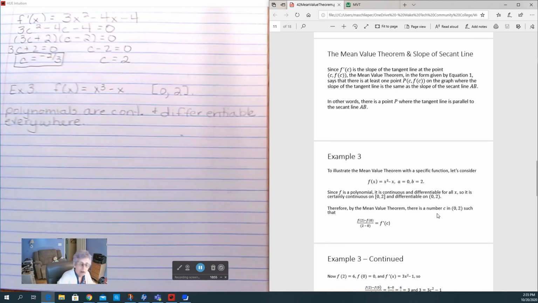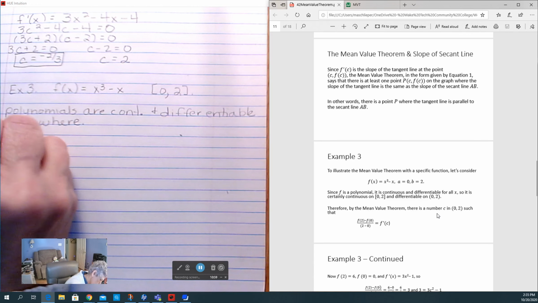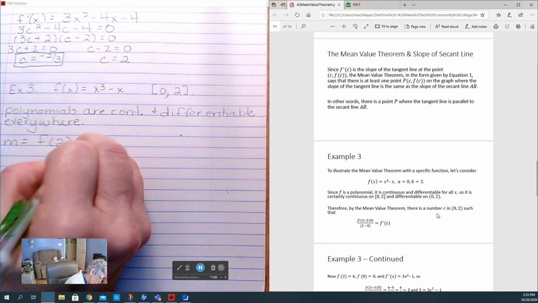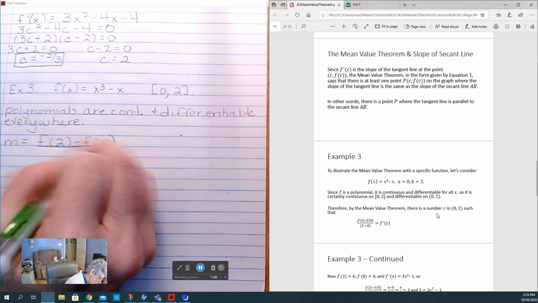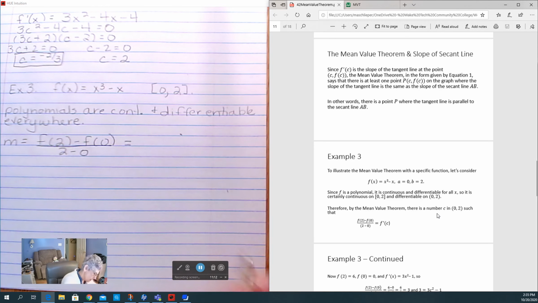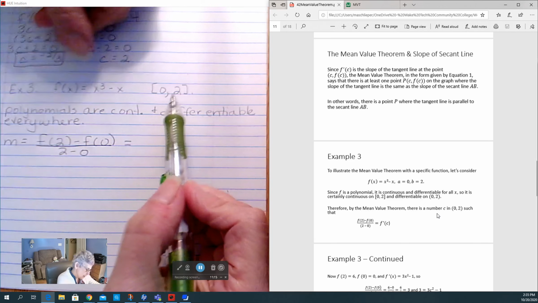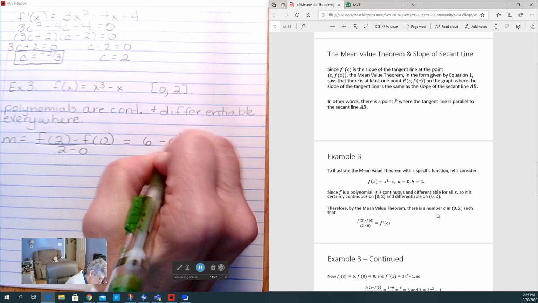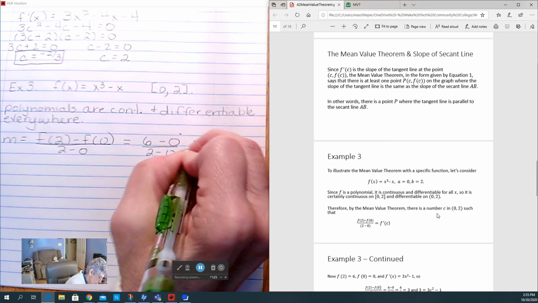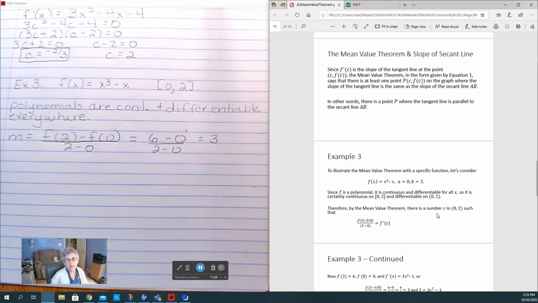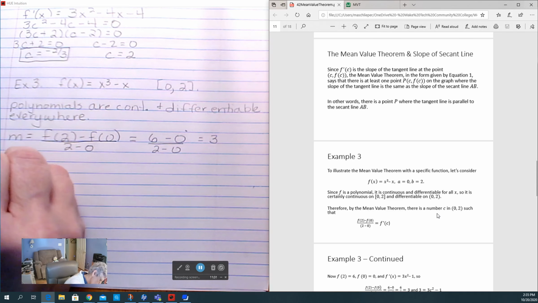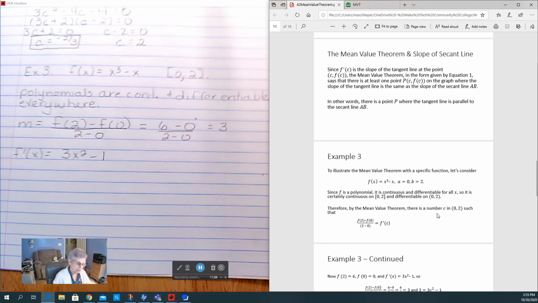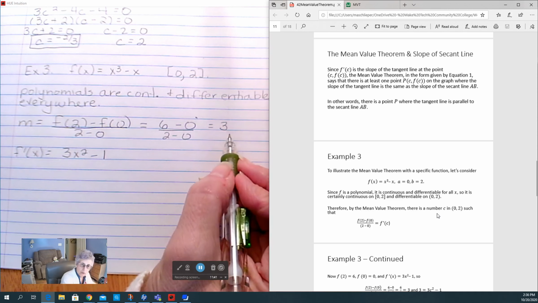So I'm going to figure out my slope first of the secant line. So m is equal to f of 2 minus f of 0 divided by 2 minus 0. I'm thinking maybe I can do this in my head because I have 2 cubed, which is 8 minus 2 is 6, minus 0 over 2 minus 0. So my slope is 3. F prime of x is 3x squared minus 1. So I set this equal to this.